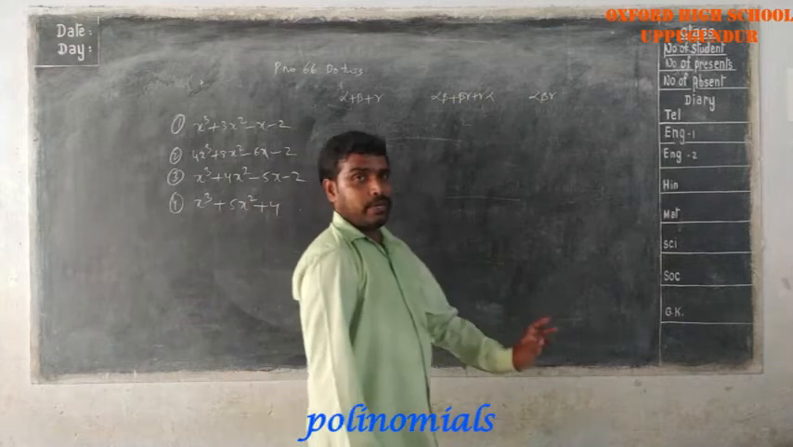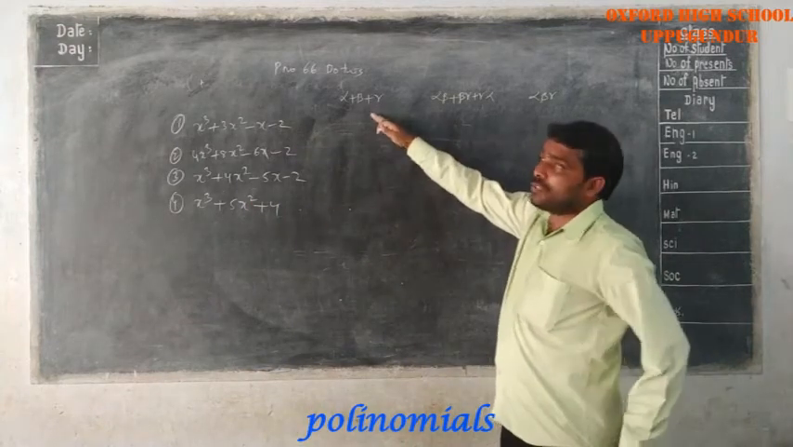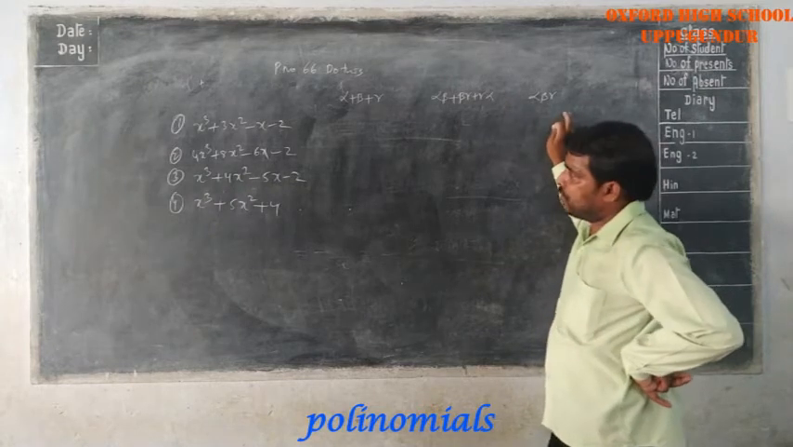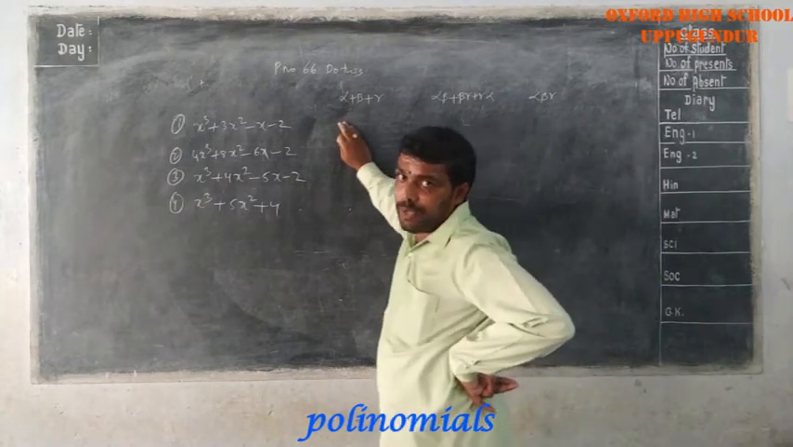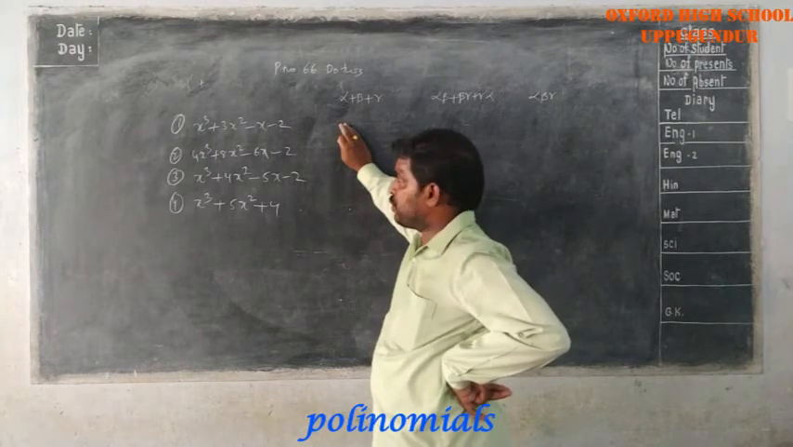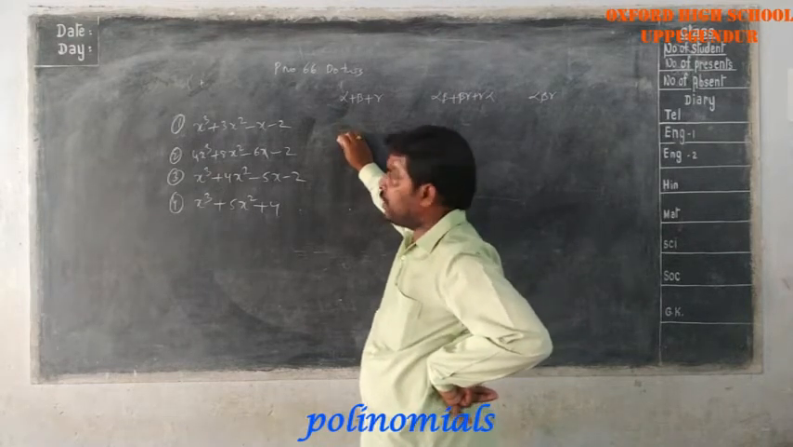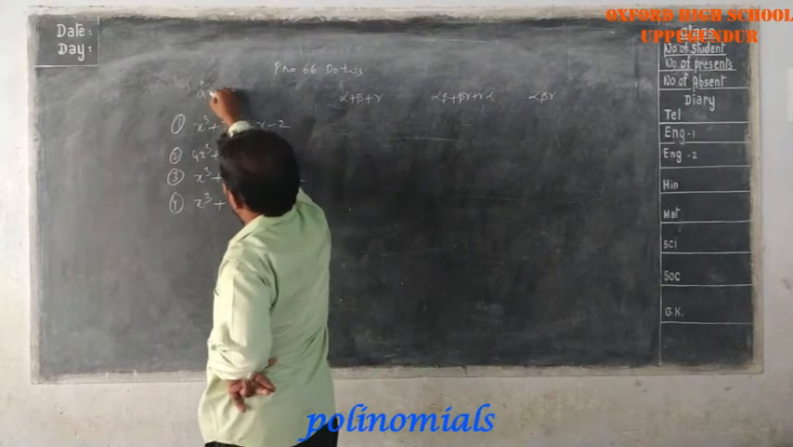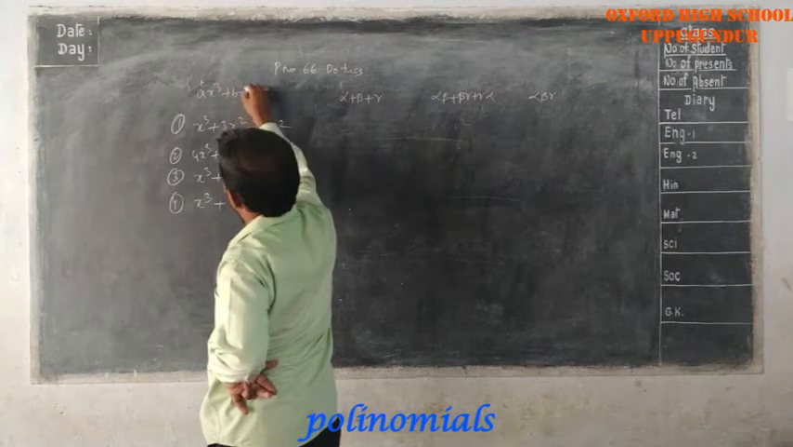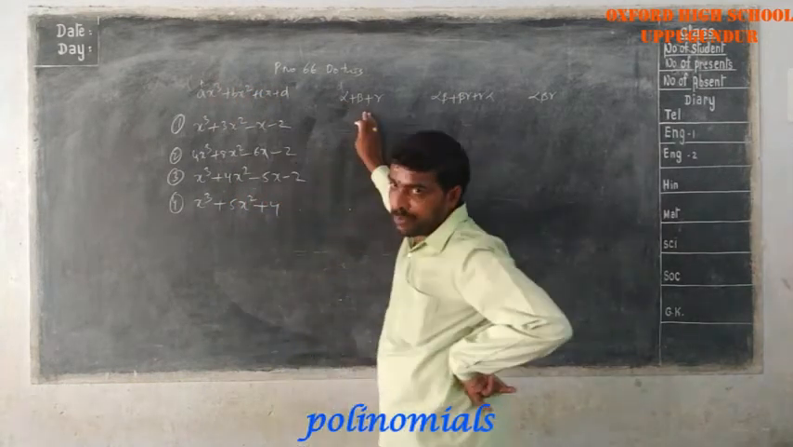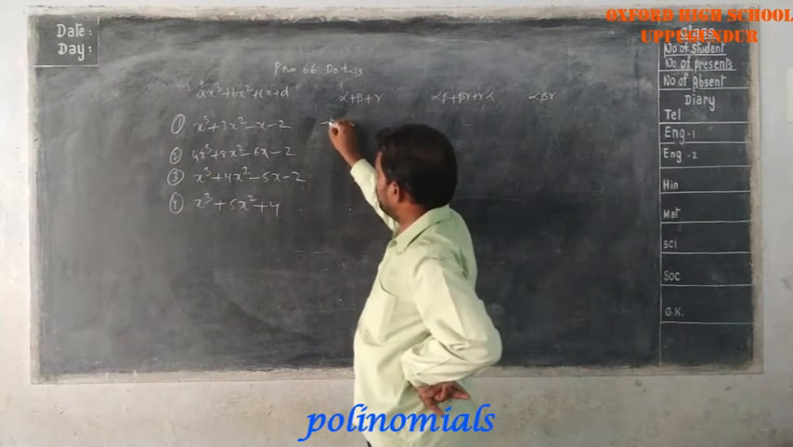For this you have to find the sum of the zeros, sum of the product of the zeros taken two at a time, and product of the zeros. For the sum of the zeros, what is the formula you have? Minus coefficient of x square by coefficient of x cube. What is the general form of a cubic polynomial? ax cube plus bx square plus cx plus d. So for this, what is the formula you have? Minus b by a.